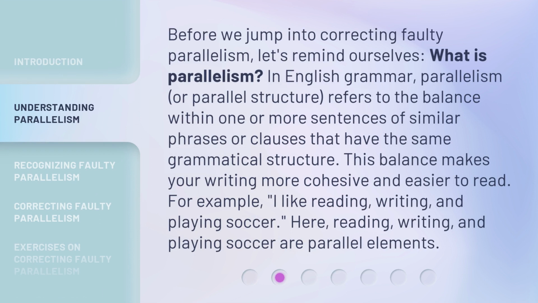Before we jump into correcting faulty parallelism, let's remind ourselves: what is parallelism? In English grammar, parallelism, or parallel structure, refers to the balance within one or more sentences of similar phrases or clauses that have the same grammatical structure. This balance makes your writing more cohesive and easier to read. For example, I like reading, writing, and playing soccer. Here, reading, writing, and playing soccer are parallel elements.